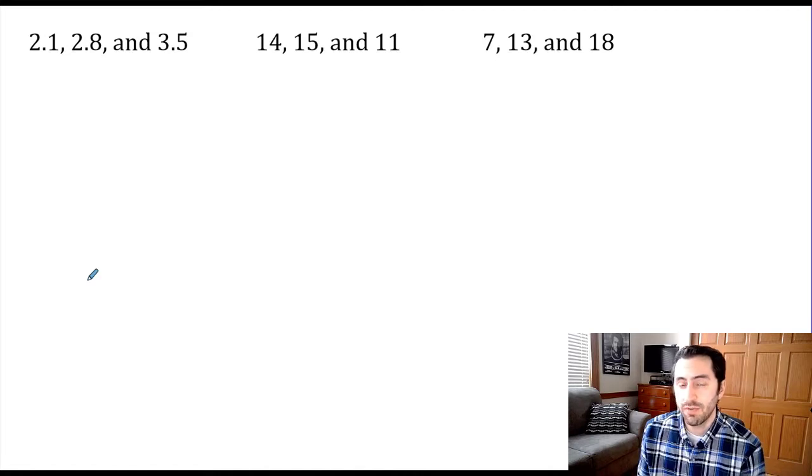The first thing we actually have to do is make sure that these three side lengths can in fact form a triangle. Not any three sides can make a triangle.